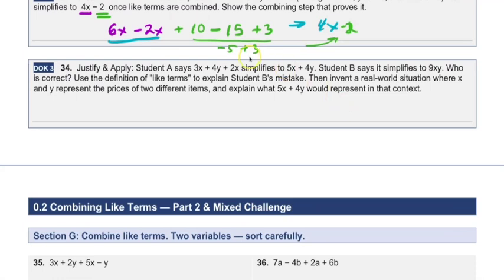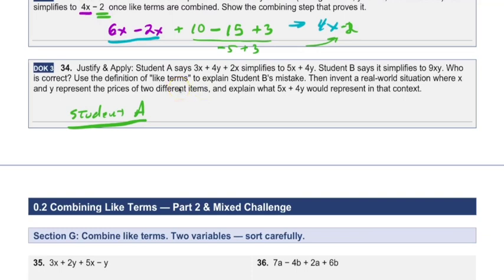Justify and apply. Student A says 3x plus 4y plus 2x simplifies to 5x plus 4y. Student A is correct. Student B says it simplifies to 9xy. Student B is incorrect. Who is correct? Student A. Use the definition of like terms to explain Student B's mistake. Then invent a real-world situation where x and y represent the prices of 2 different items and explain what 5x plus 4y represents in context.